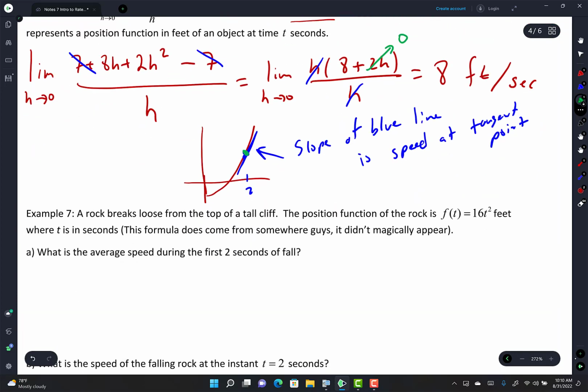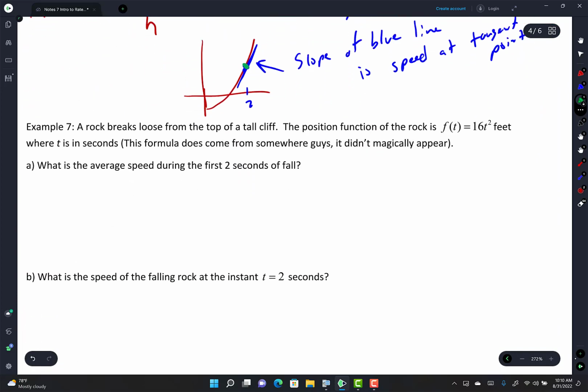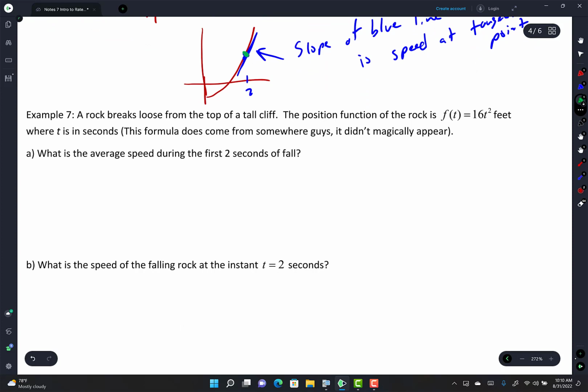All right, so here we go. Look at example 7. We got a physics question. A rock breaks loose from the top of a tall cliff. The position function of the rock is f of t equals 16t squared feet, where t is in seconds. We're going to talk about where that came from in a little bit. This formula didn't magically appear. What is the average speed during the first 2 seconds?